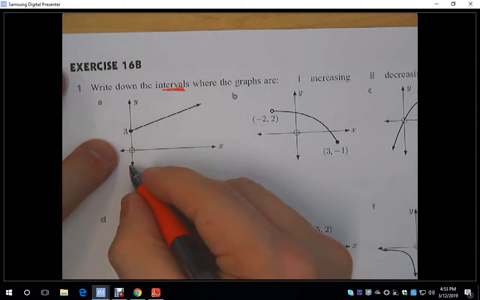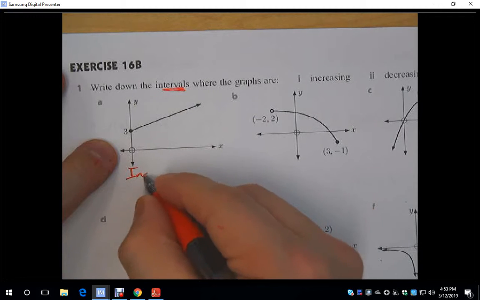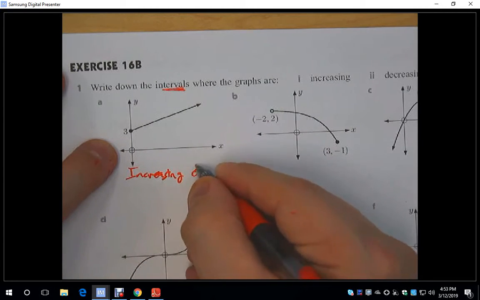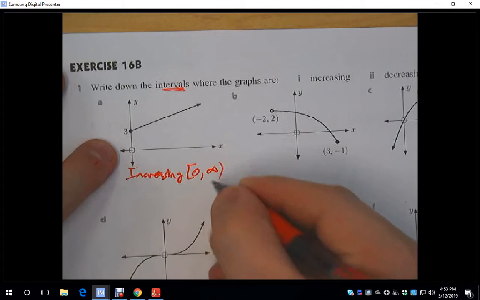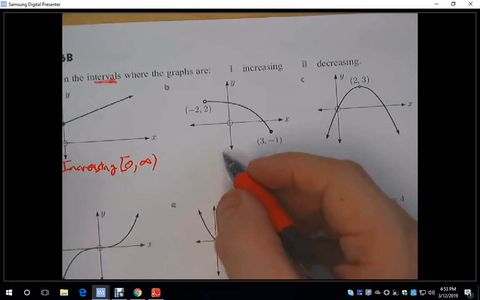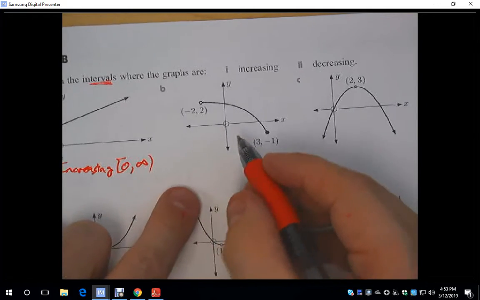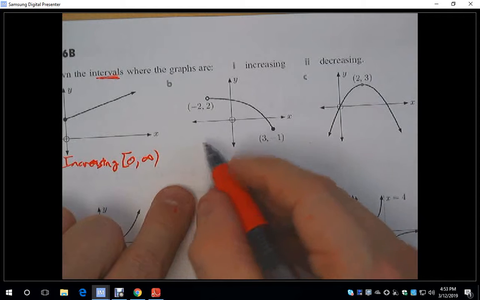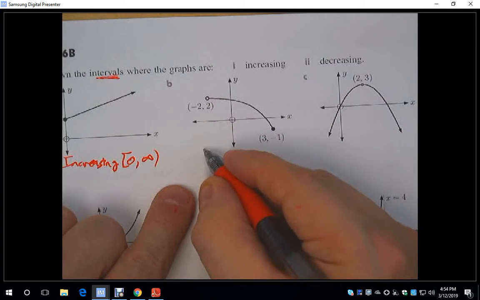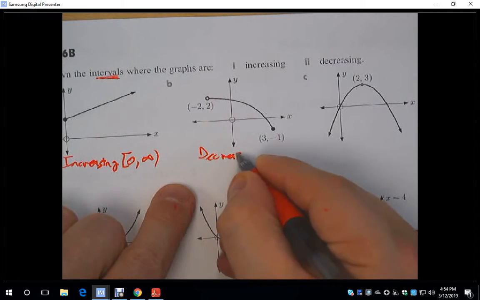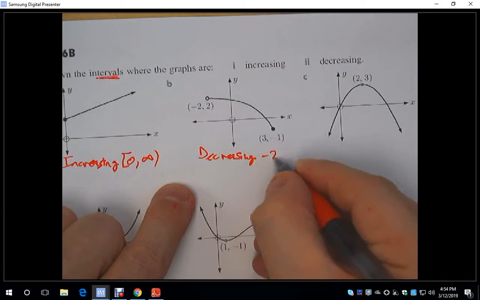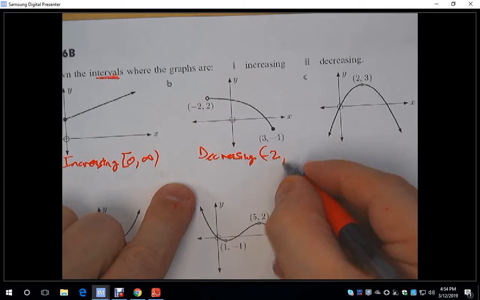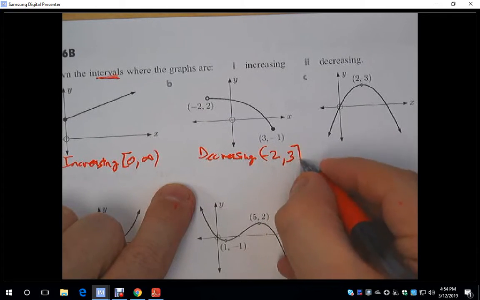So we see that the graph is increasing. It is increasing from 0 included all the way to infinity, and infinity is not a real number, so we use parentheses. And then it's not decreasing at all. If we look at the next one, the graph is only decreasing, and it is decreasing from -2, not included because we have a hole in the graph, all the way to 3, which is included.